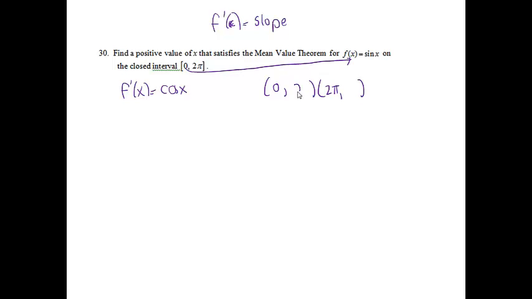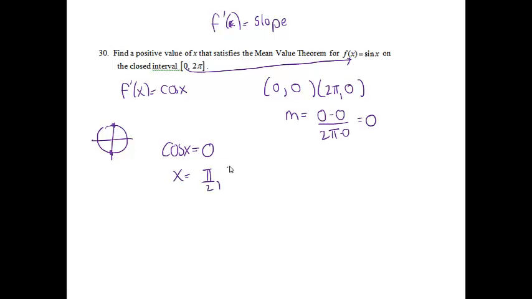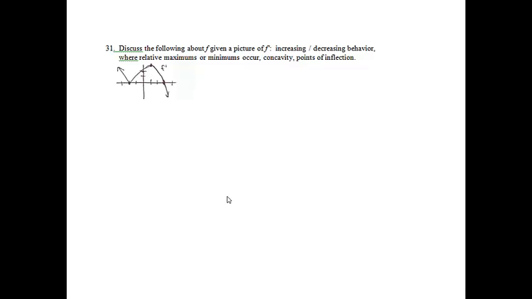So the sine of 0 is 0. The sine of 2 pi is also 0. So if I find the slope, I'm going to get 0 minus 0 over 2 pi minus 0. That will equal 0. Okay, so we know that somewhere the derivative equals the slope according to the mean value theorem. So cosine x equals 0. And we just need to figure out where does the cosine equal 0 between 0 and 2 pi. And if you draw a unit circle, the cosine is the x value. So where does the cosine equal 0? It will be up here and it will be down here. So my x will equal pi over 2 and 3/2 pi. And there we go.